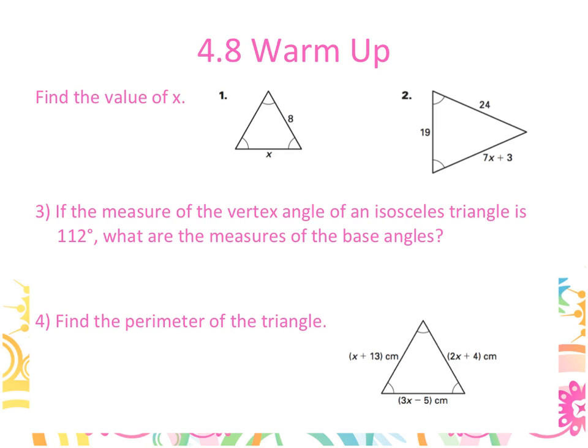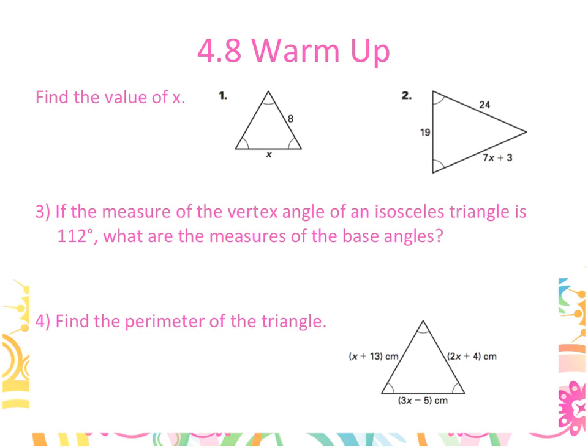All right, yesterday we finished 4.8, which was your isosceles and equilateral triangles. We talked about the base angles theorem, the base angles theorem converse, and then the corollaries, which say if it's equilateral, it's equiangular. If it's equiangular, it's equilateral. Okay, so if you look at these, number one says to find the value of x.